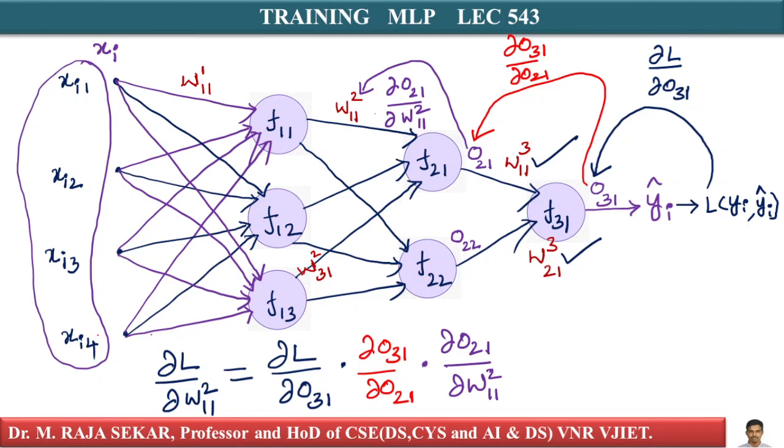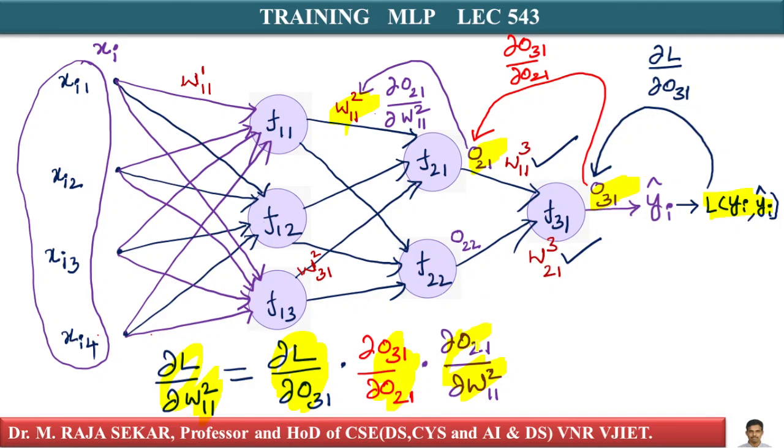What are they? In a similar manner I can write ∂L by ∂W211 equal to, as L is a function of O31, I am writing ∂L by ∂O31, and O31 is a function of O21, therefore I am writing ∂O31 by ∂O21. What is the second function here? O31 is impacted by O21. This is the second function, isn't it? So the derivative of O31 with respect to O21.